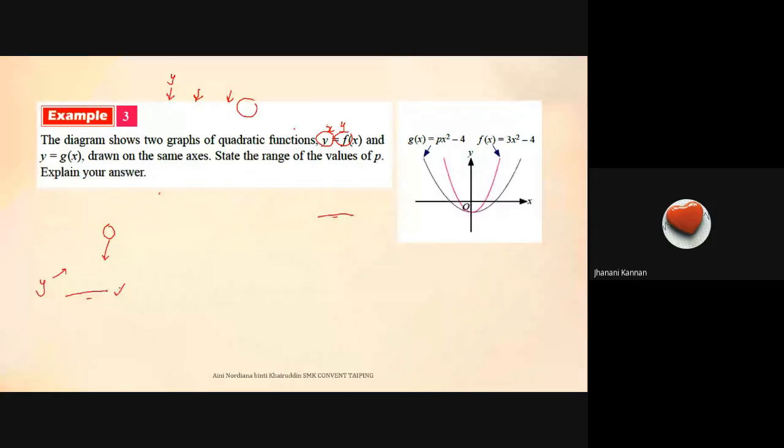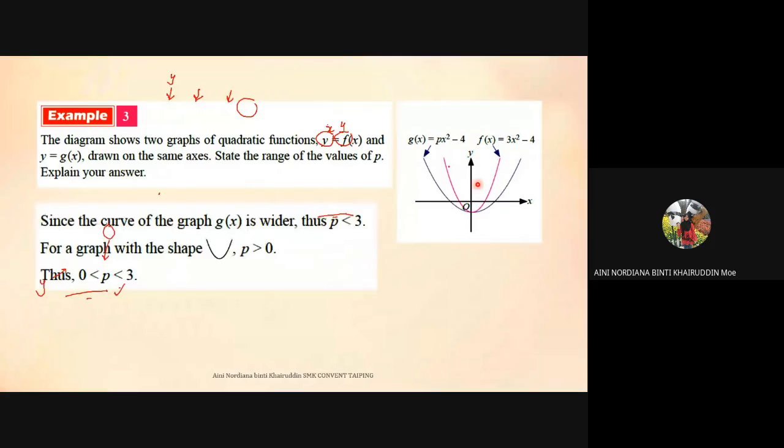The diagram shows two graphs of quadratic functions, y equals f(x) and y equals g(x), drawn on the same axis. The purple or pink one is f(x). The blue color is g(x). State the range of the values of p. Explain your answer. We learnt this earlier.